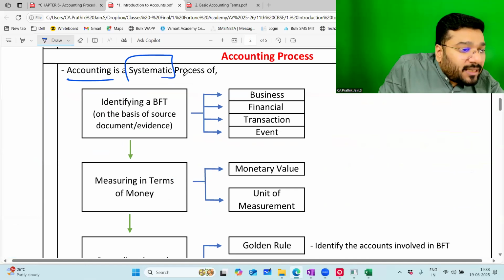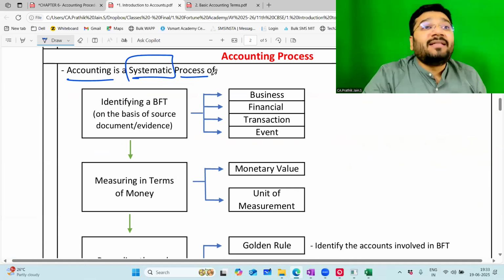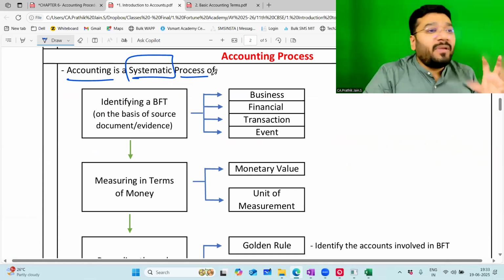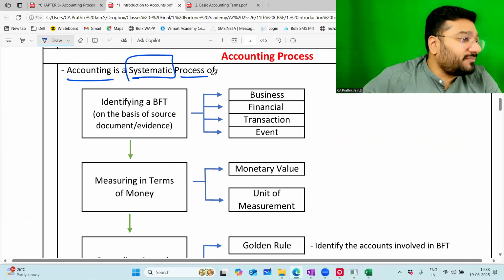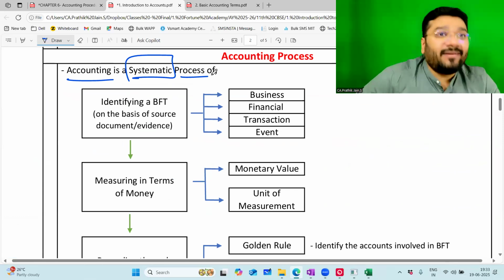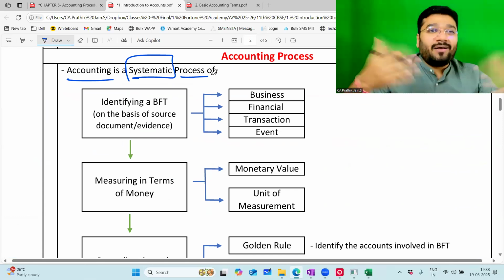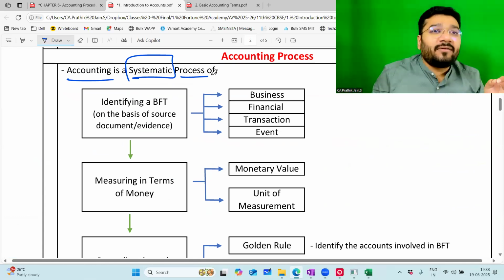Accounting is a systematic process. It's not just a random process. Systematic means there's a system in it. What do you mean by system? Something which is done in a very organized manner, in a very meaningful manner, not in a haphazard manner. What is haphazard? Haywire, here and there, for the sake of doing something. No, improper manner. Entire accounting is a system.